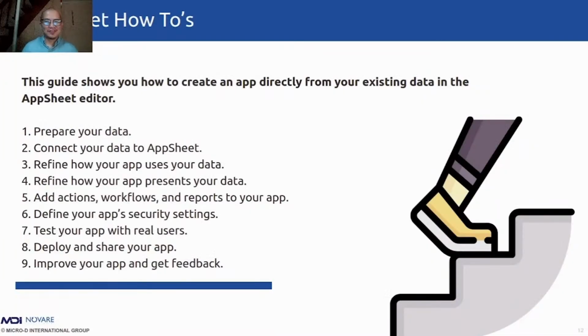Yan, so we are already in step 6 na kung saan we can define our app security settings. Dito matututunan natin kung ano-ano ba yung mga ino-offer na security settings ni AppSheet na built-in. Okay, so let's proceed now.